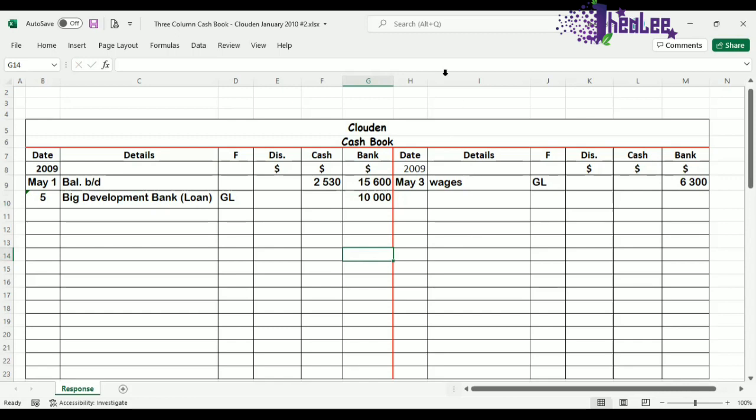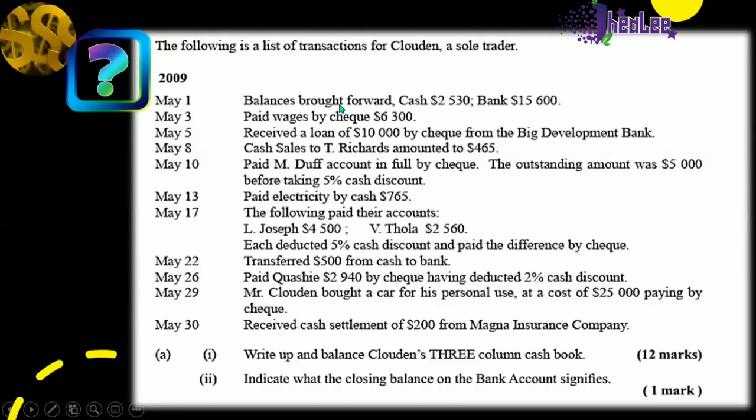Our next transaction is cash sales to T. Richards amounted to $465. So this is saying that the business sold goods on May 8th, receiving cash of $465. The two items affected are cash and sales. I know you may be saying T. Richards and cash or T. Richards and sales, but it's not correct.